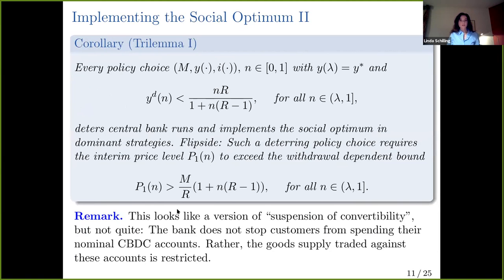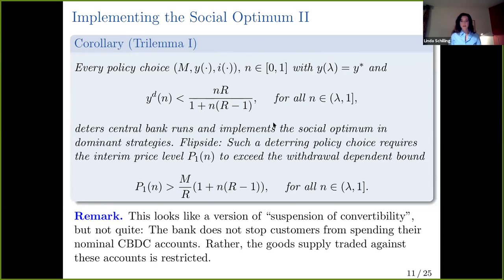Okay, so we are now ready to show you the first part of the trilemma. Every policy choice where the central bank liquidates a sufficiently large fraction of the asset, given that only impatient types are spending, but if also patient types are spending, then she shortens the goods supply sufficiently so that patient types regret their spending behavior, such a policy deters central bank runs and implements the social optimum in dominant strategies. So these are two objectives that the central bank has attained.